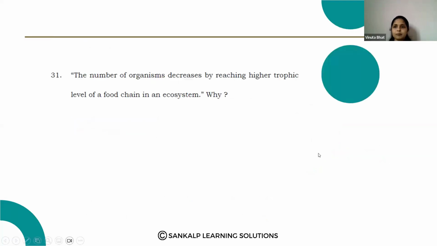Next question. The number of organisms decreases on reaching the higher trophic level of the food chain in the ecosystem. Why? Because the energy that is transferred to the next trophic level from one trophic level is only 10%. Because of that, the number of organisms in the trophic levels decreases when reaching the higher trophic level.